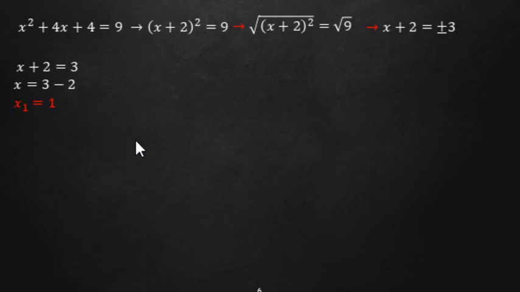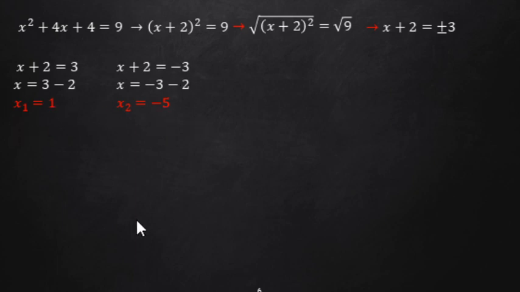For the second root, we have x plus 2 is equal to negative 3. Then, we transpose positive 2 to the right side of the equation, so we have now x is equal to negative 3 minus 2. The second root is negative 5. So we have now the two solutions of the quadratic equation.